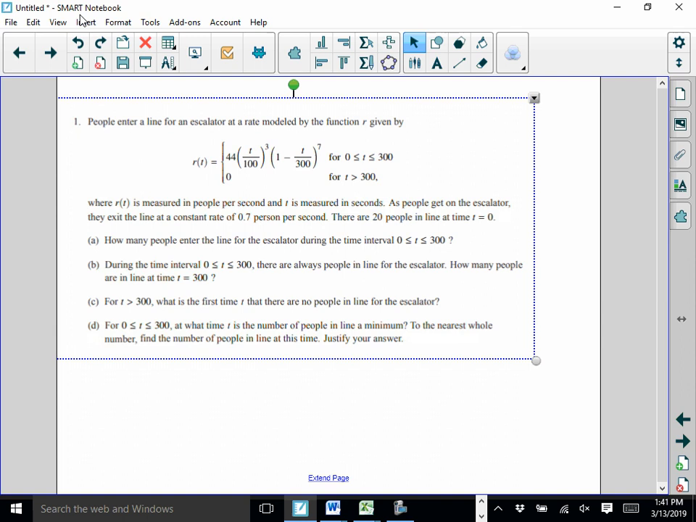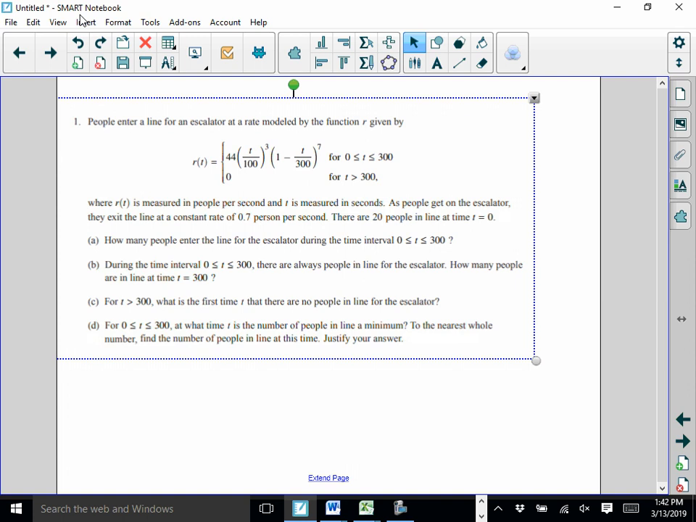R of t is measured in people per second, and t is measured in seconds. As people get on the escalator, they exit the line at a constant rate of 0.7 person per second. There are 20 people in line at time t equals 0. The first thing I want to do is annotate this problem. We'll see a problem like this tomorrow on the test. So we want to make sure that we can answer this correctly.